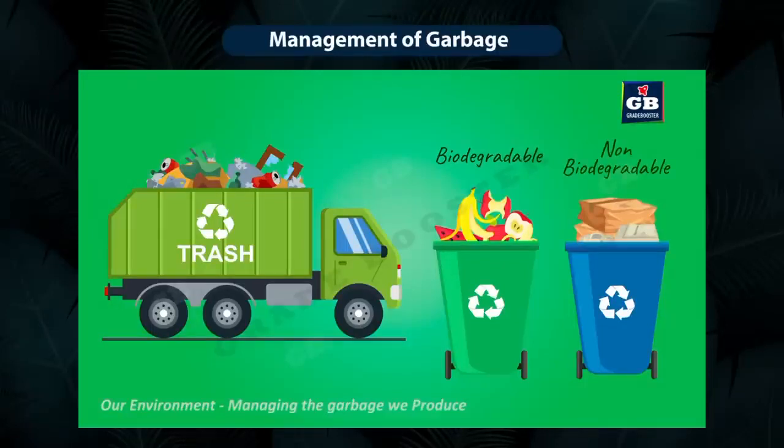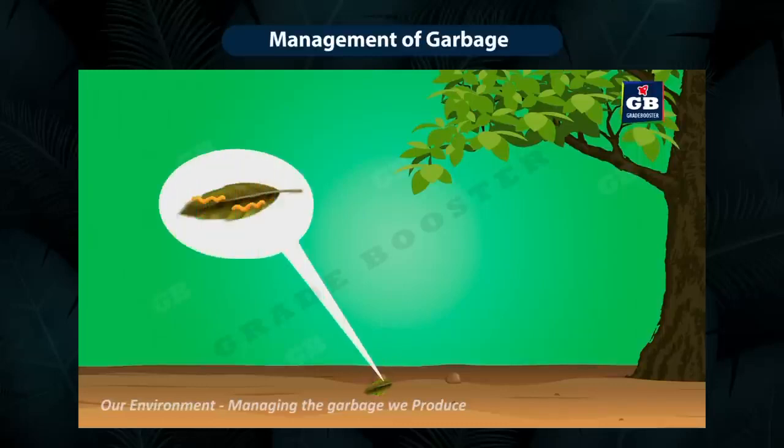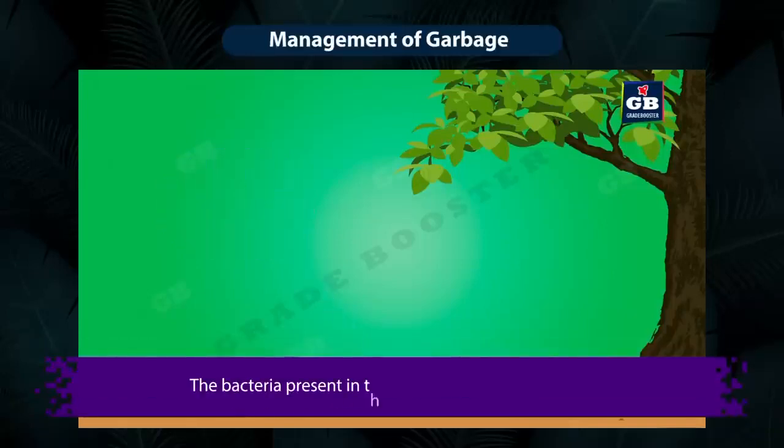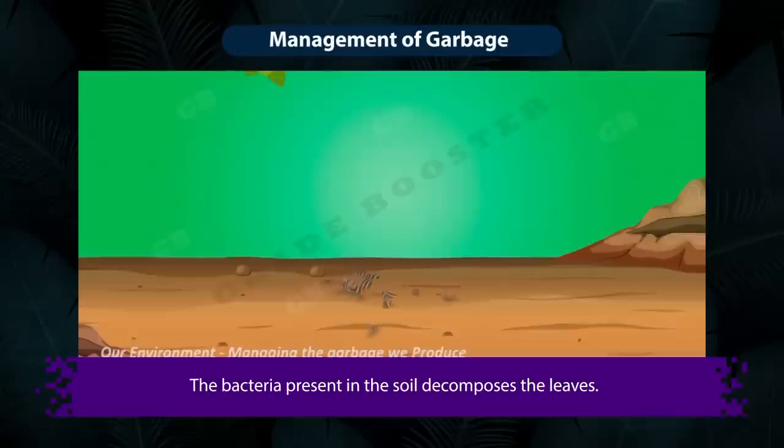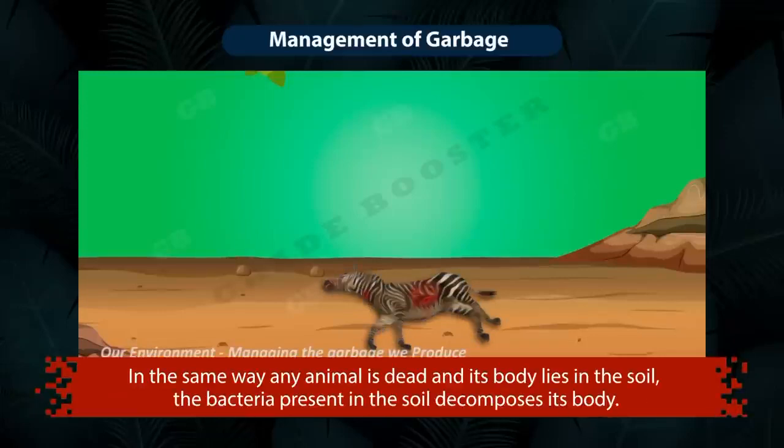First, let us see what biodegradable items are. If you observe the leaves that fall in the soil, they slowly mix up with the soil in a few days. Do you know the reason? The bacteria present in the soil decompose the leaves. In the same way, if any animal is dead and its body lies in the soil, the bacteria present in the soil decompose its body.